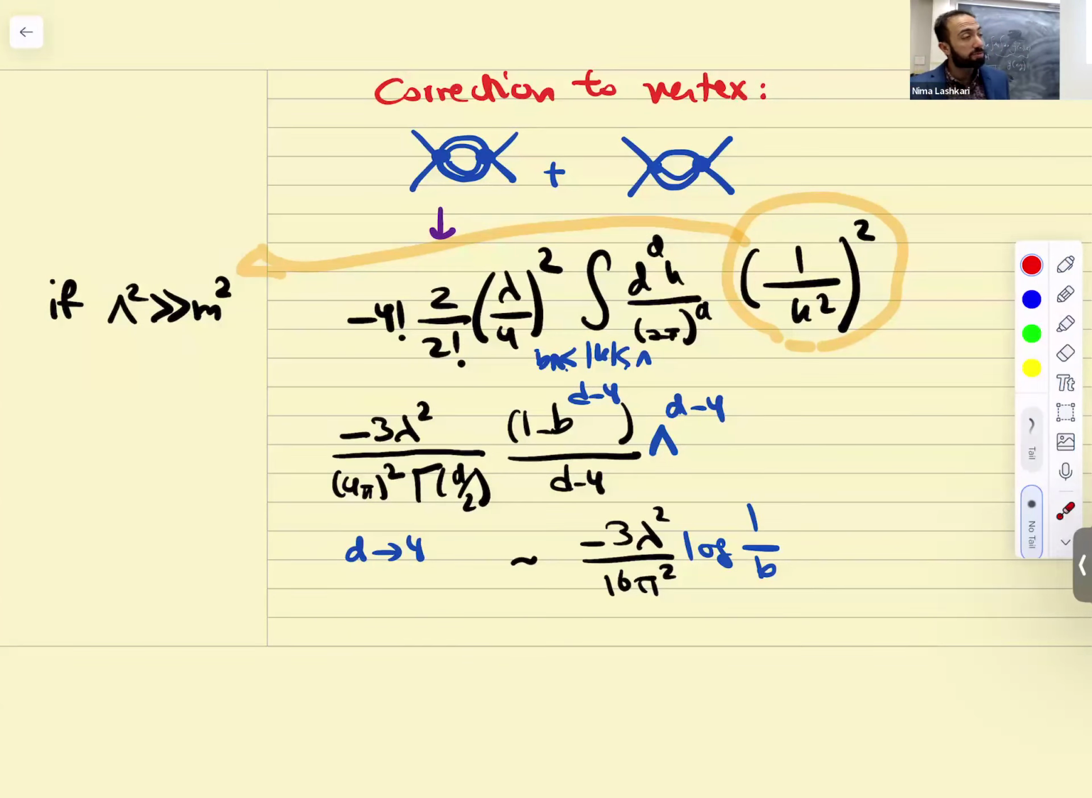Now, I'm already treating d as if it's an arbitrary dimension. In 4 dimensions, the numerator becomes 0 and the denominator becomes 0. You take the limit properly, and you get log of 1 over b. So there's a log correction. This is going to be crucial. This is a correction to the vertex by a log. These logs are the same logs that we saw we had to cancel in normalized perturbation theory. We had to make sure that they cancel out. Good.